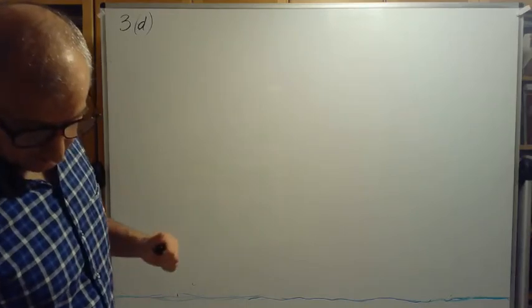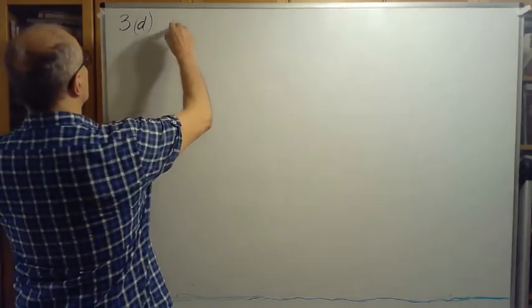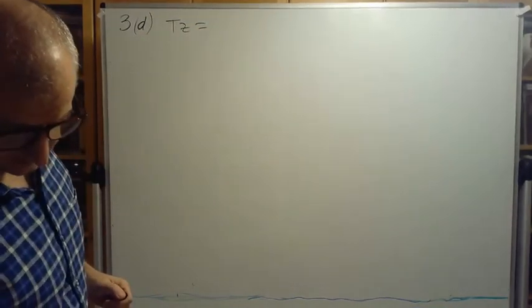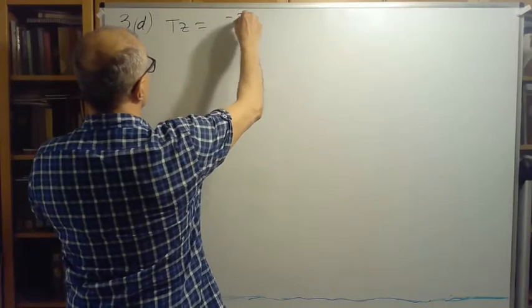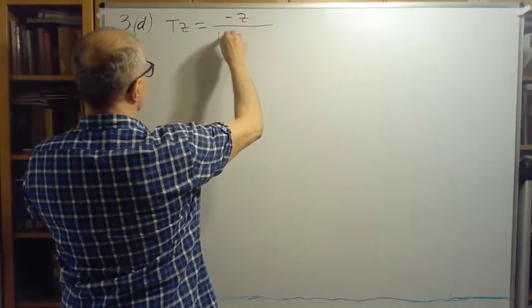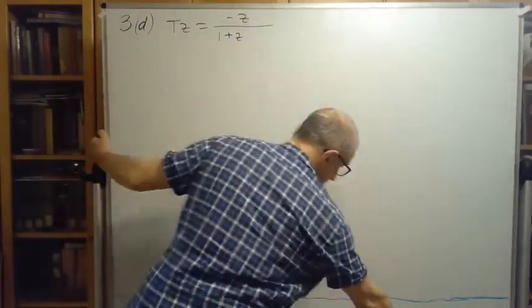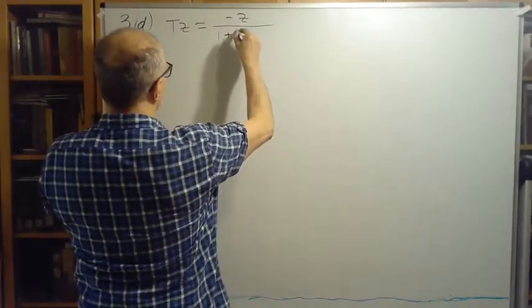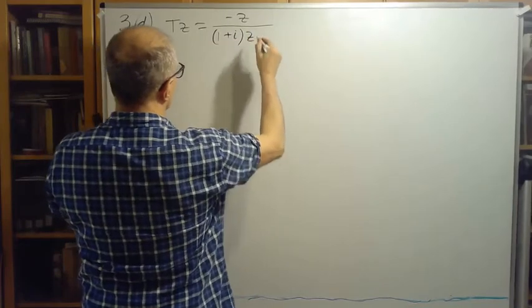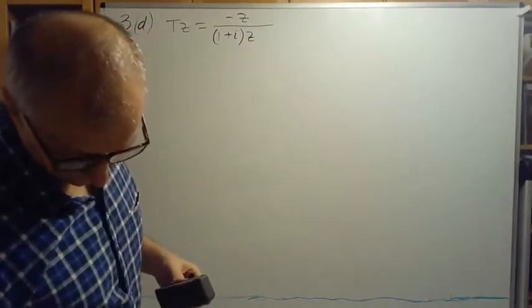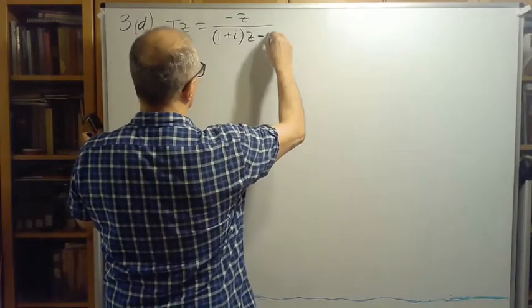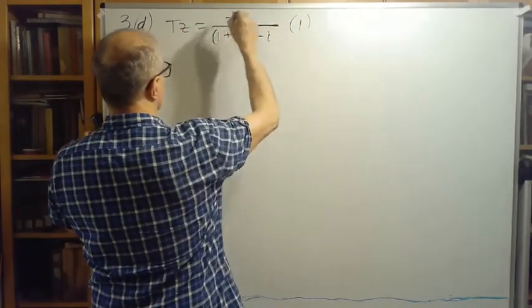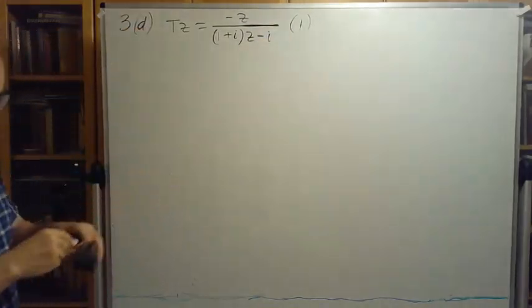So what's in this problem? T(z) equals negative z divided by (1 plus i)z minus i. This is formula 1 for our transformation. You can see it's a Möbius transformation.